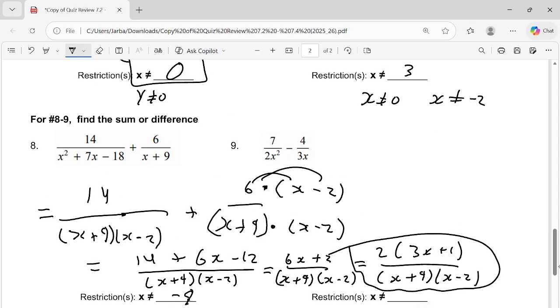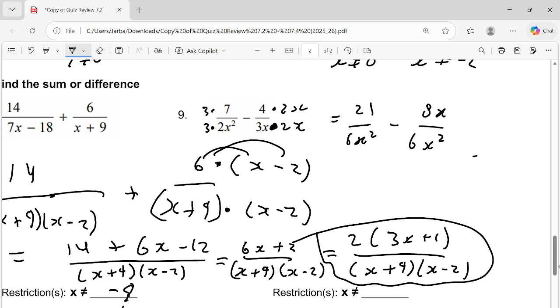Alright, for the difference, it's very similar. I'm going to multiply top and bottom of this by 2x, not x squared. And for this one, I'm just going to multiply it by 3. Gotta do it to the top and the bottom. So that would be 21 over 6x squared minus 8x over 6x squared.